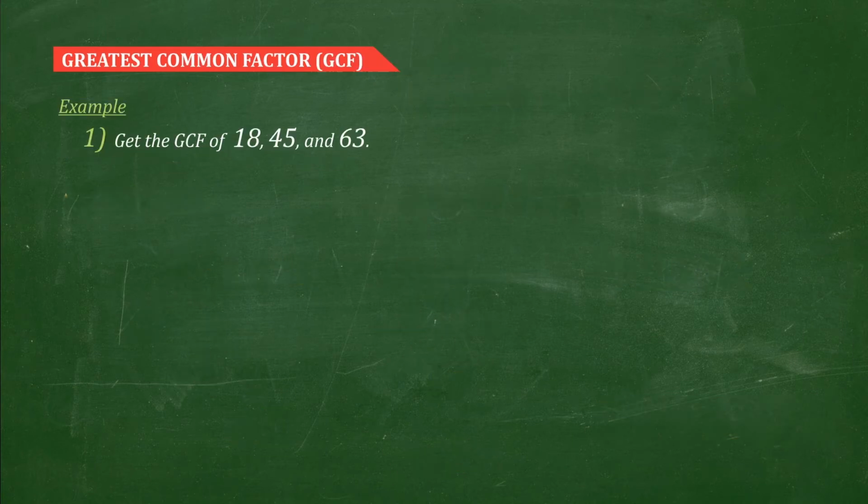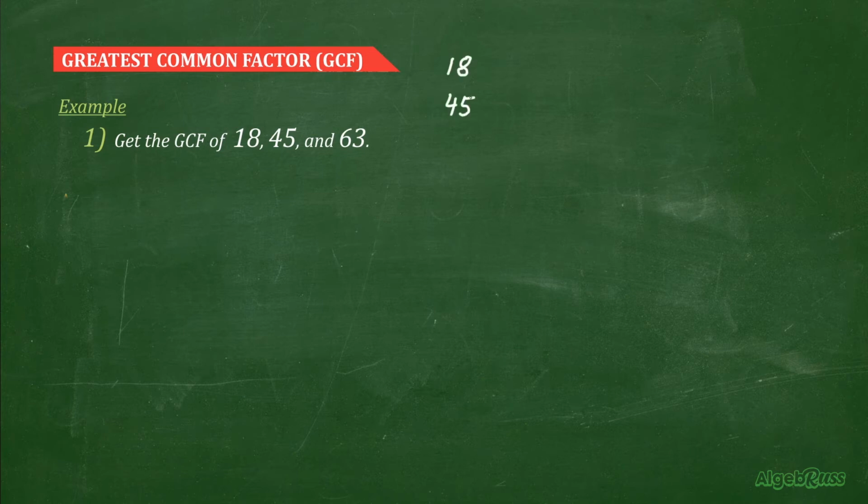Now, let's recall applying prime factorization to get the greatest common factor of numbers. I know some can do this mentally, but let's still do this because this skill will be very much needed in future topics in algebra. Let's look at this example. We are looking for the GCF of 18, 45, and 63.